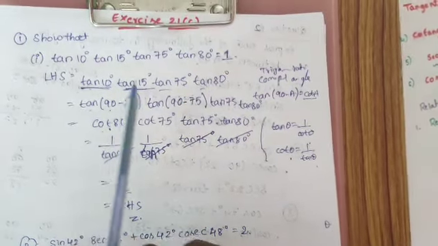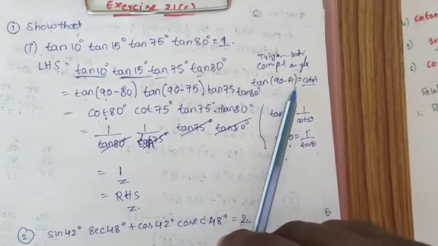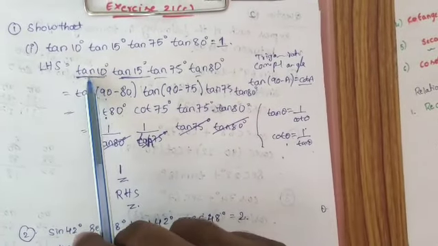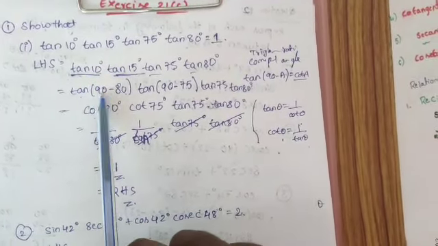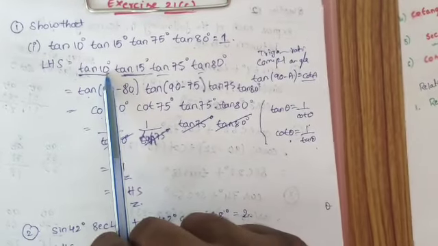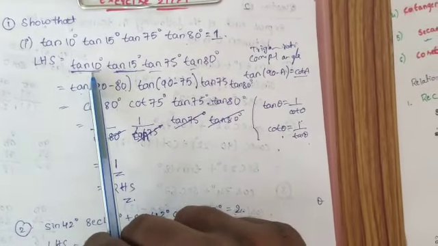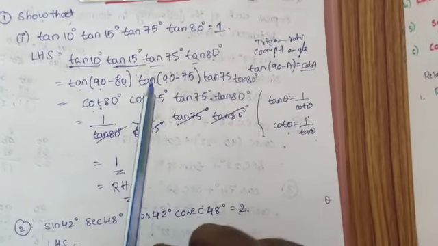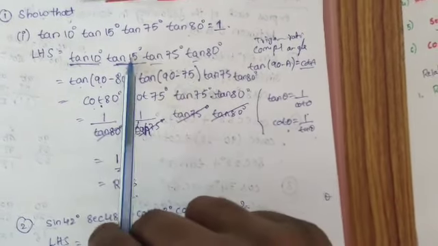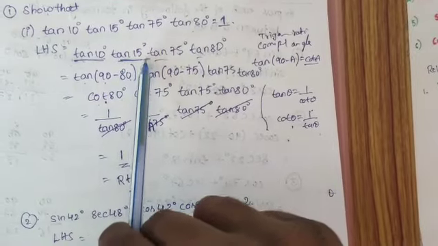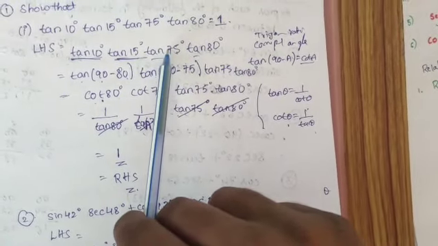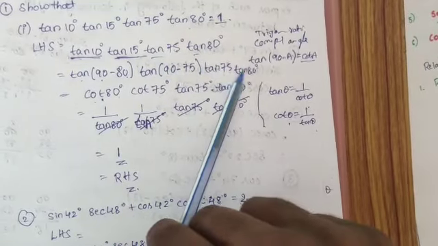So by applying tan of 90 minus theta, what we can get is cot theta. So by that method we are applying this here. Here 90 minus 80 will get 10, so I am writing tan of 90 minus 80, that is tan 10 degree, right? So tan 15 degree can be written as 90 minus 75, we get 15, so tan of 90 minus 75 degree. Similarly, I am taking tan 75 degree and tan 80 degree as it is.